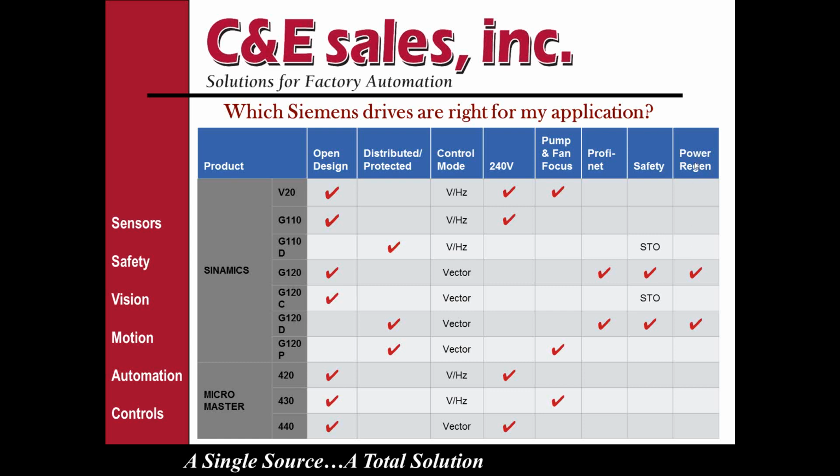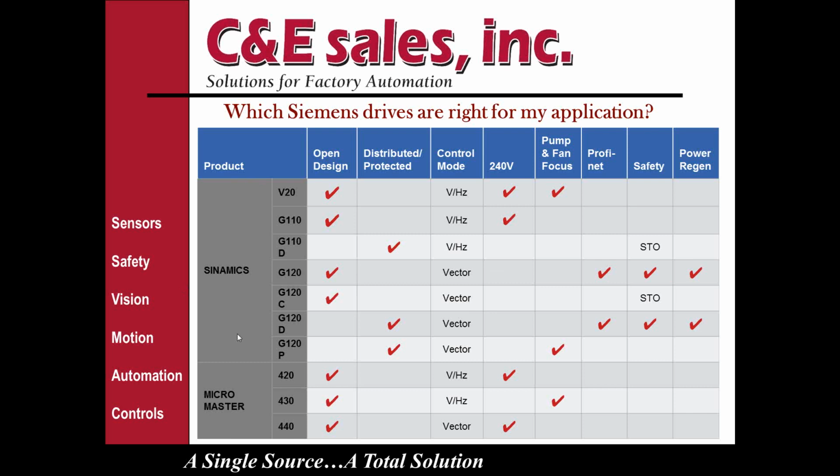And the final column heading is power regen. One of the new exciting things that we have in some of the Siemens lines is the ability to take power that in previous generations would have been bled off with resistors as heat, and now it can be pumped right back into the incoming power grid, thus saving you considerable cost in energy conservation in some particular applications.